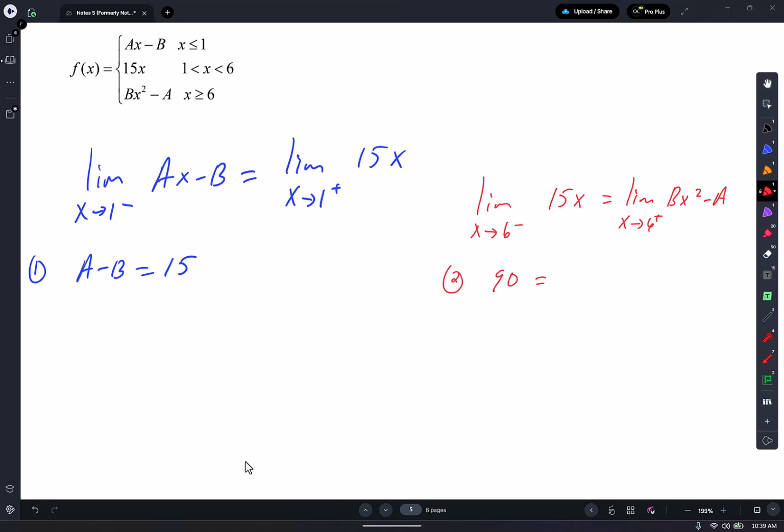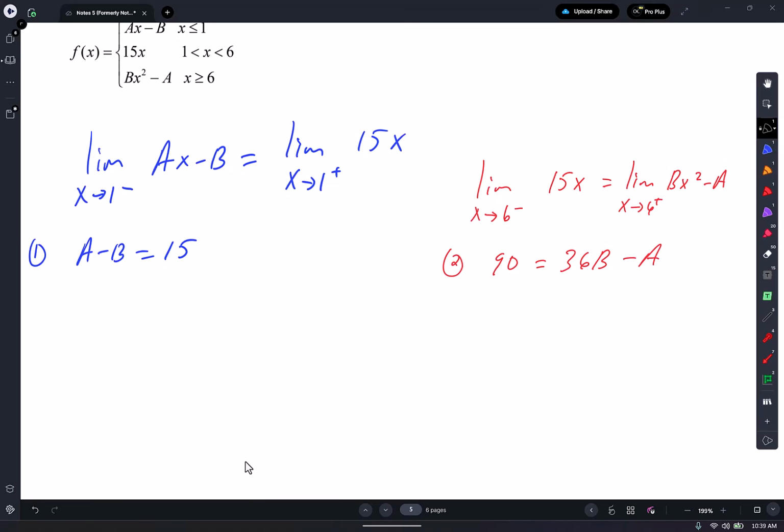Are we still okay, guys? All right. 6 squared, what's that? 36b minus a. We have a system of equations. It doesn't matter what you do now. Now it's just algebra. We're done with calculus. Now make sure everything's correct, guys. Is 15 times 6 90? Yeah, I think it's 30, 60, 90. Yes.